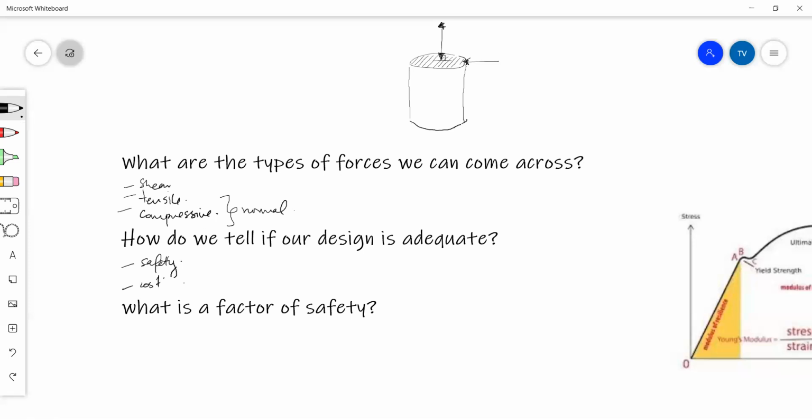And the second one is the cost. We want to make sure that the cost of it, for us manufacturing it, is low, or the cost for the consumer is low, or the cost that it will incur on our investors or our stakeholders is low. All right, so we always try and find a nice balance between the two.